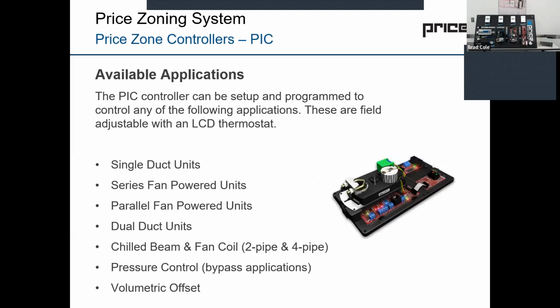All right. Lastly, on the PIC controller, available applications. So just to let you know, the PIC controller can get pre-programmed in the factory, mounted to a terminal box, ready to go based on how the Buckley guys select the sequences, whether it's a design build or an engineered schedule, whatever it might be. But anything from single duct to fan power to dual duct to, again, this PIC controller, I didn't mention it, but can control a fan coil or a chilled beam, 2-pipe and 4-pipe applications. So keep that in mind. And also for pressure control. So this controller has a wide range of applications that it can get programmed for.